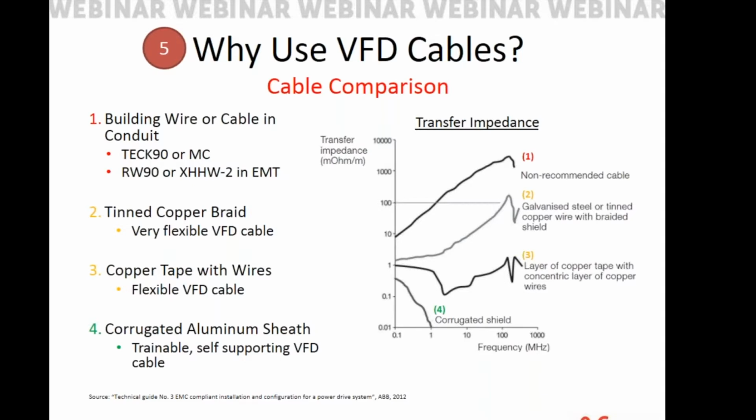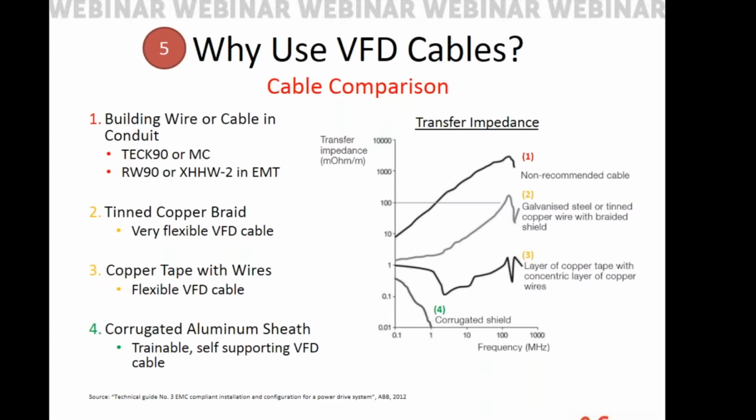So if we look at that very top curve, that curve labeled as number 1 or non-recommended cable, that would be like using a tech cable or RW90 in conduit. Even 3 RW90 conductors with 3 bond conductors pulled into EMT, it's not going to behave properly. It's not going to work very well. If we look at some of the flexible VFD cable options, such as tin copper braid, a very flexible VFD cable, it's good, but it's not great. Now, this is where the trade-off comes between flexibility and performance.